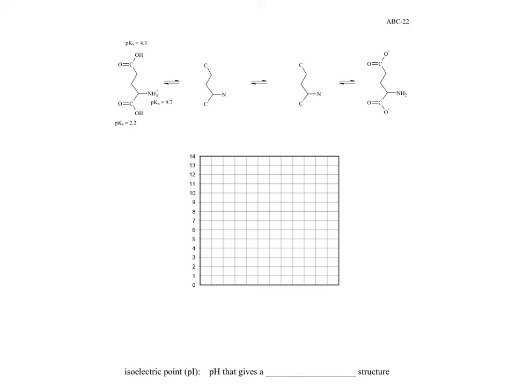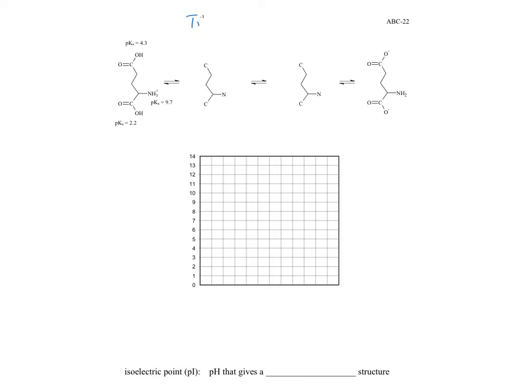So we've talked about all 20 of the amino acid building blocks of proteins, but before we go and actually build those proteins, I want to go over a few things to do with the general properties of amino acids. In particular, I'd like to talk about the ionization of side chains and the titration of amino acids. So let's do an example of one of these.